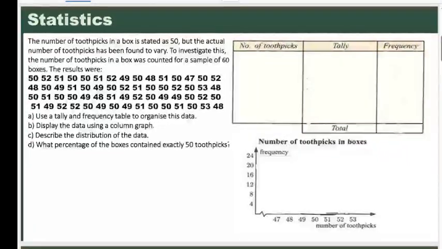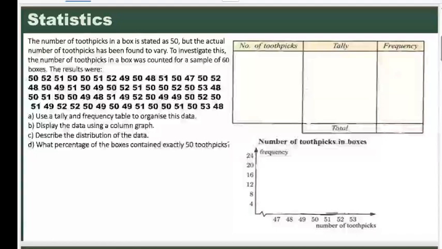Here it says the number of toothpicks in a box is stated as 50, but the actual number of toothpicks has been found to vary. To investigate this, the number of toothpicks in a box was counted for a sample of 60 boxes. You see the result here for 60 boxes.